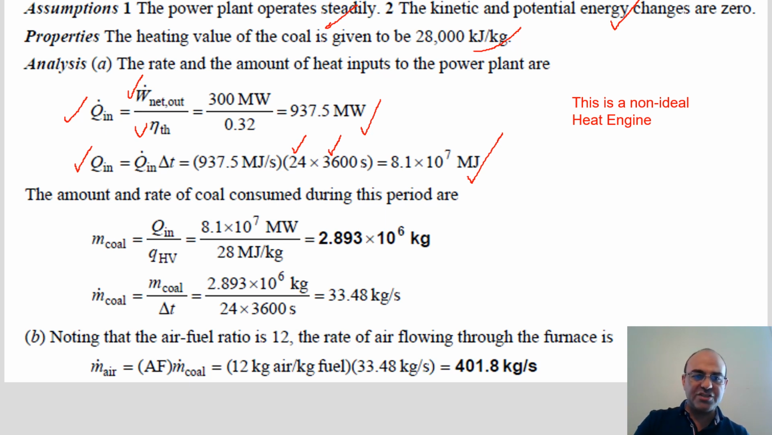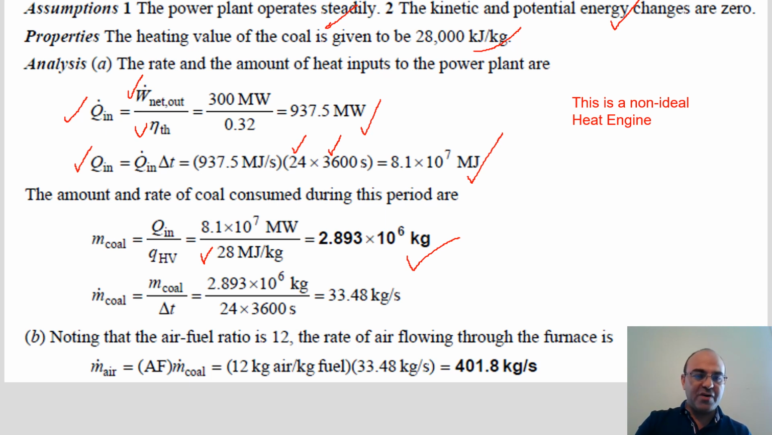So the question asks us to find the amount of coal per 24 hours. We have Q in, which we just calculated. If we divide it by the heating value of the coal, where heating value is how much heat the coal can provide per kilogram of coal, then we find the amount of the coal: 2.893 times 10 to the 6 kilograms for a 300 megawatt coal power plant. So this is a lot of coal, and obviously it has a huge carbon footprint.